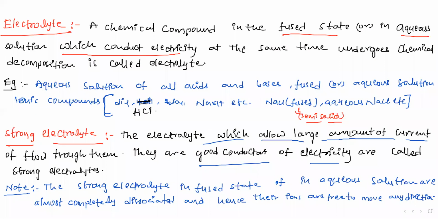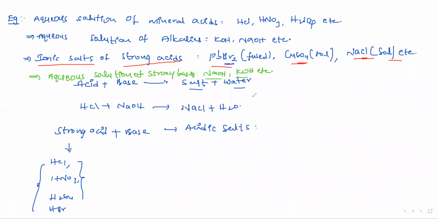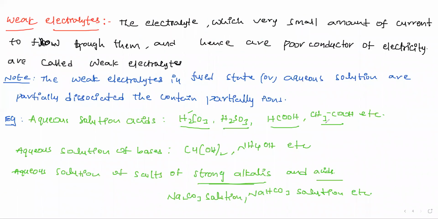And next, electrolyte: a chemical compound in the fused state or aqueous solution which conducts electricity and at the same time undergoes chemical decomposition is called an electrolyte. Okay, these are examples of electrolytes. And in electrolytes, there are strong electrolytes and weak electrolytes. Those which allow a large amount of current are called strong electrolytes, and those which allow a small amount of current are called weak electrolytes. Okay, these are examples for weak electrolytes.